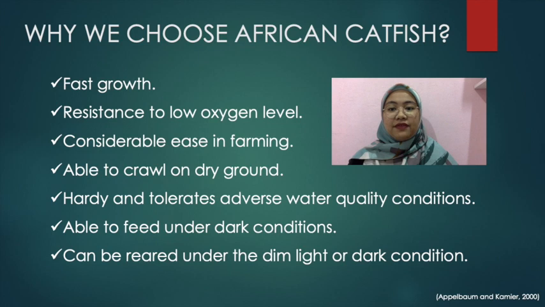Besides, African catfish is hardy and tolerates adverse water quality conditions. This species is able to feed under dark conditions and can be reared under dim light or dark conditions. So, this behavior actually indicates that this species must be dependent on sensory organs other than the eyes.